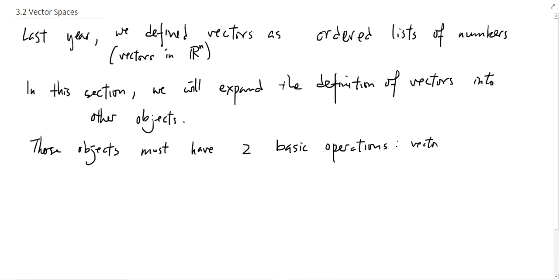And those two things are vector addition. Of course, when I say vector, it doesn't necessarily mean vectors in Rn, but could be any other object, as long as we can define it similar to what vectors would be. Vector addition, and you can probably recall the second operation that we did, scalar multiplication.